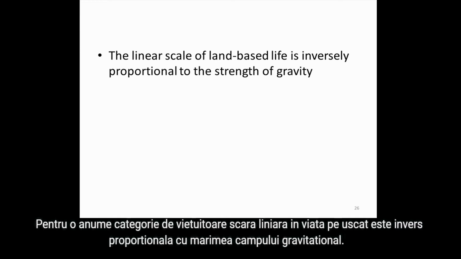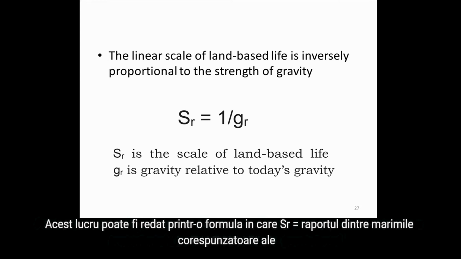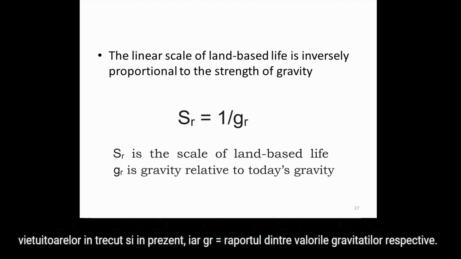For a particular form of life, the linear scale of land-based life is inversely proportional to the strength of the gravitational field. This can be represented in a formula where SR is the scale of land-based life relative to today's land-based life, and GR is gravity relative to today's gravity.